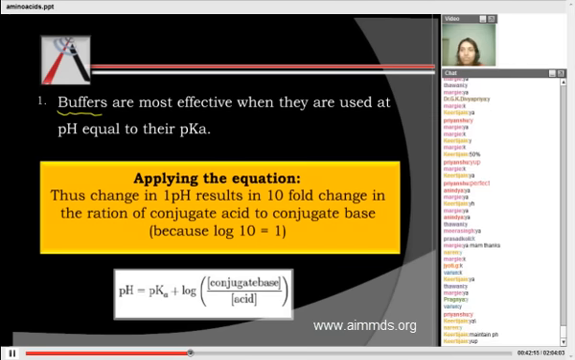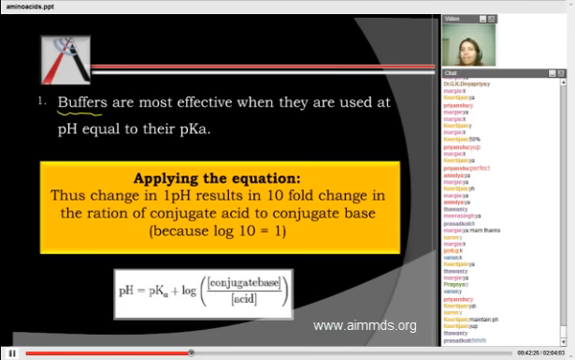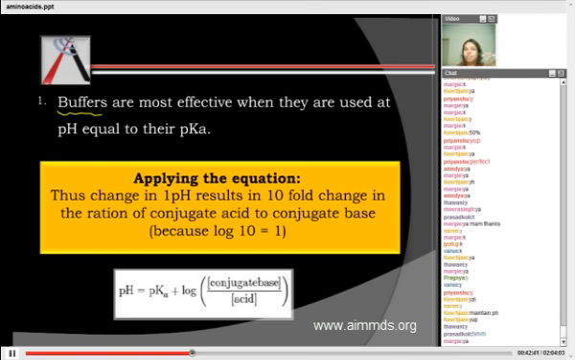Buffers are most effective when they are used at a pH equal to their pKa. That is why we have certain buffers which are very active at acidic pH, and certain buffers that come into role when we have a basic pH. We have different buffer systems that come into play at different pH and different scenarios. Right? Now there is this yellow block. This is just out of the way, to apply the equation.